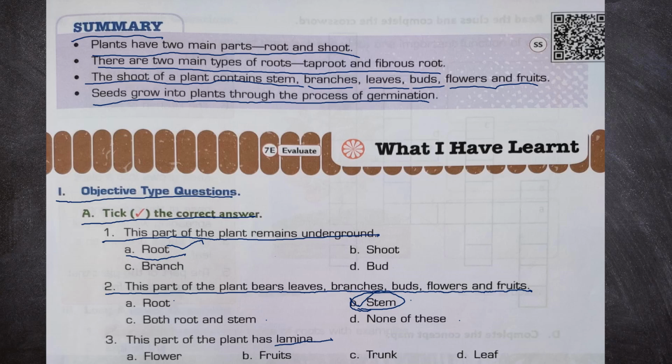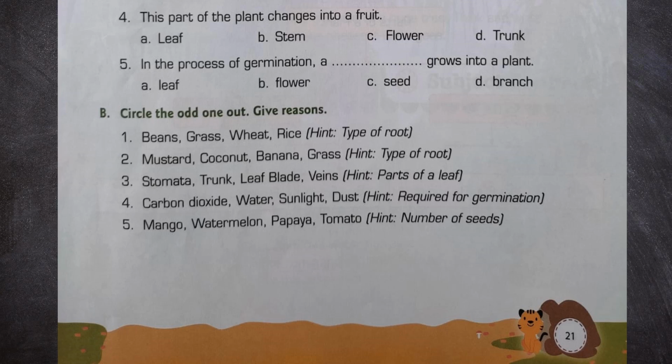Options are flower, fruits, trunk, and leaf. So we know that leaf has lamina, so D is the correct answer. Fourth, this part of the plant changes into a fruit. Options are leaf, stem, flower, and trunk. So we know that flower changes into a fruit. So C option, flower, is correct.